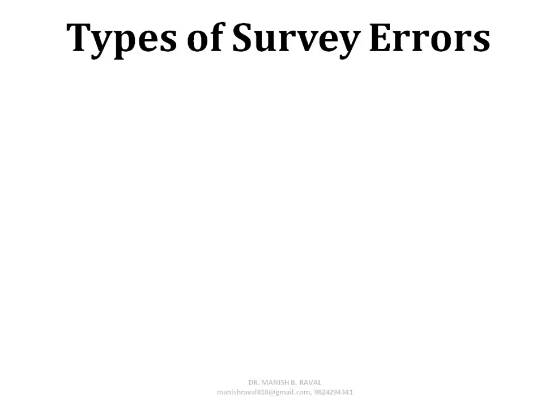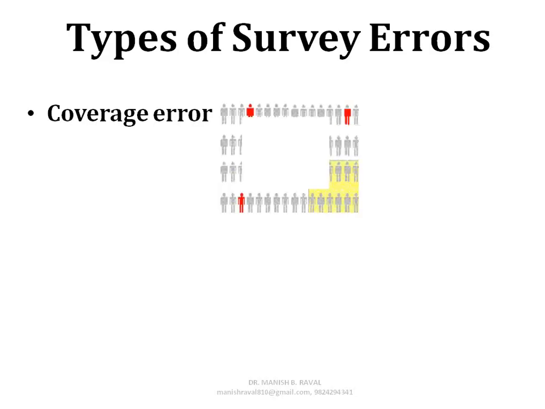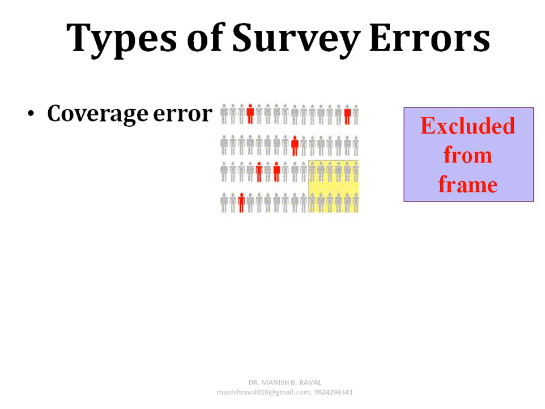Now let us learn what kind of errors can take place. The first one is the coverage error. Now what do we mean by coverage error? See, the picture is self-explanatory. It explains that when you are taking the sample and you collect the sample according to your convenience, but certain part which must be covered in the sample is excluded from the frame, and when such portion is excluded, the result of the research may not be ideal or may not be true. So this is considered as a coverage error.